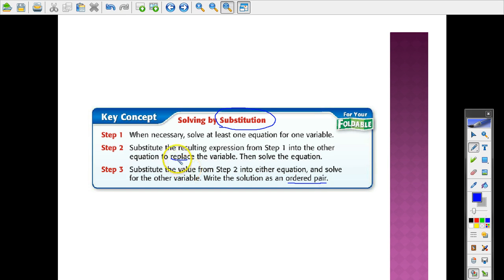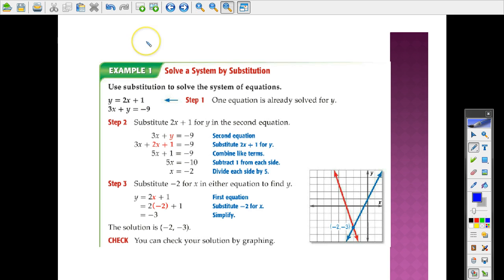This may not make sense right now, but when we go over an example, it'll make a lot more sense. Once you start doing some examples, it's a good idea to go back to this part of the textbook where it has the key concept and the 3 steps, to make sure that you are following all the proper steps. It'll make more sense when we go over this example.